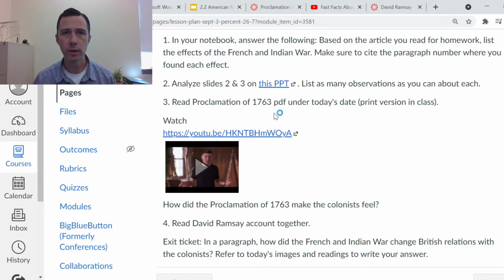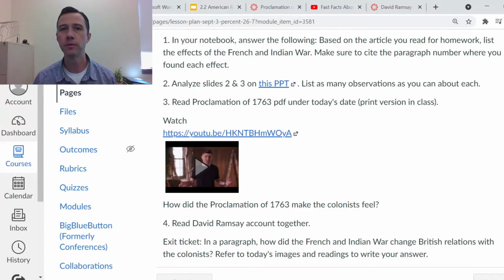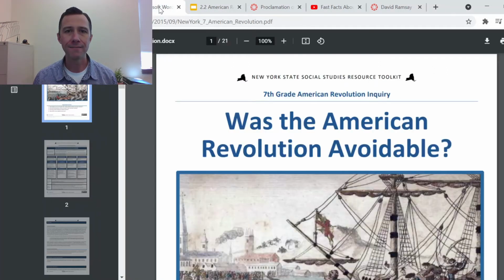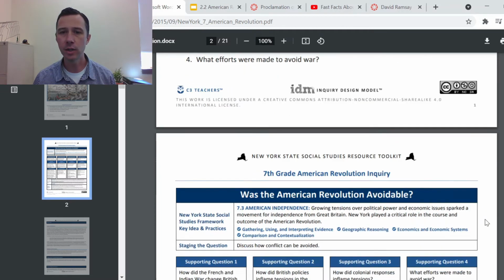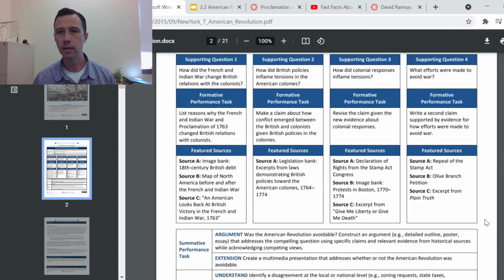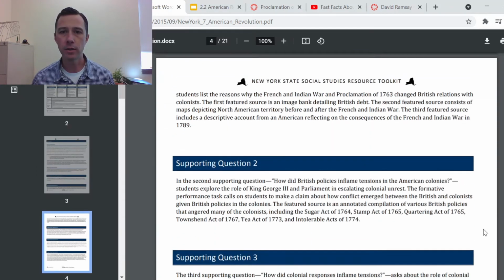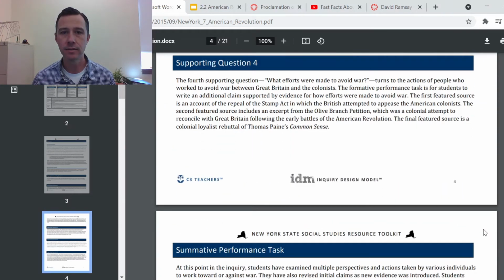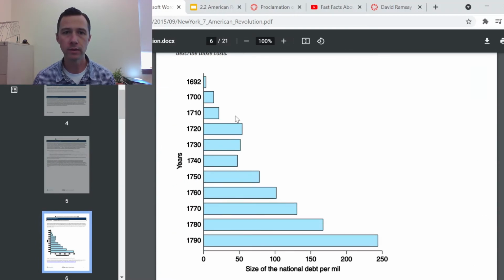We moved on from there to some images that we made some observations about. I found all of these images on the C3 Teachers website. This is a website that has a whole bunch of inquiry-related lesson plans. I find that they are very good, but also very dense. I cherry pick the parts that are good for me. For example, I cherry picked this graph.